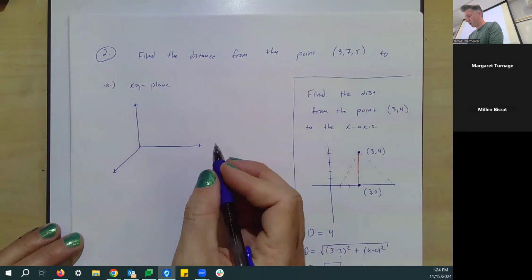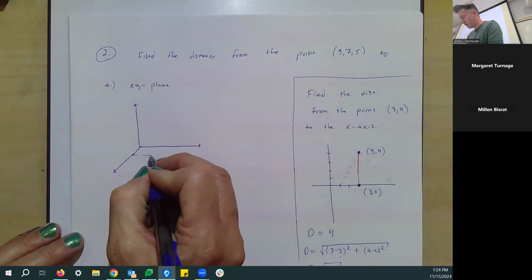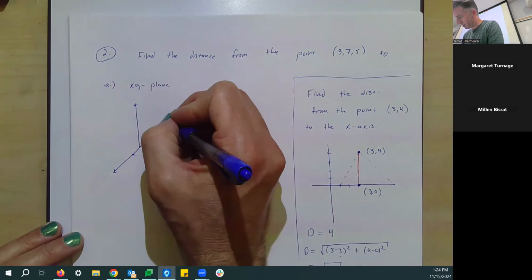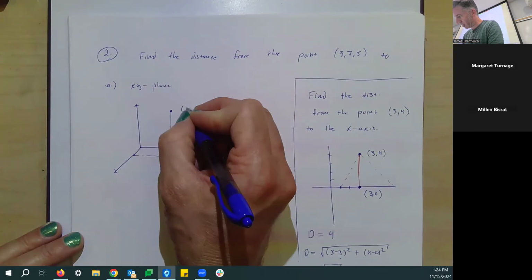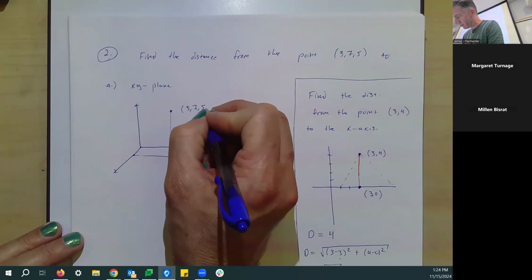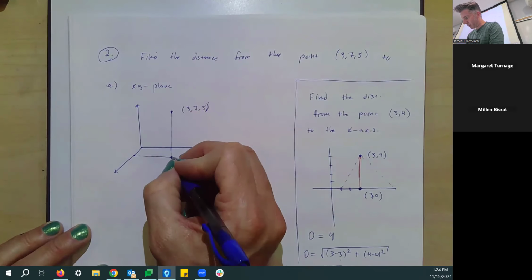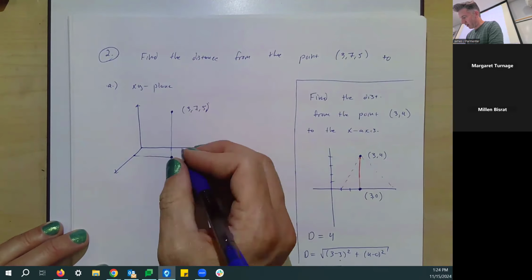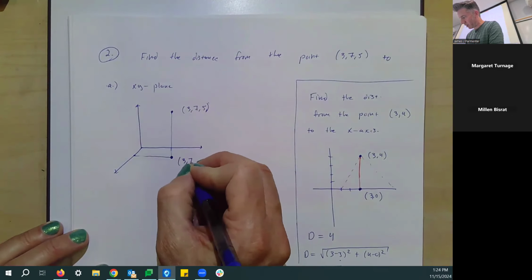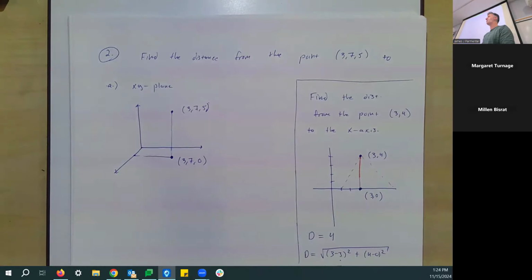So our point here is 3 in the x direction, 7 in the y direction, and 5 in the z direction. So here's our point (3, 7, 5). And if I drop this back down to the xy plane, now that's the point (3, 7, 0). So yes, what I was saying was correct. I just got it backwards in my head.